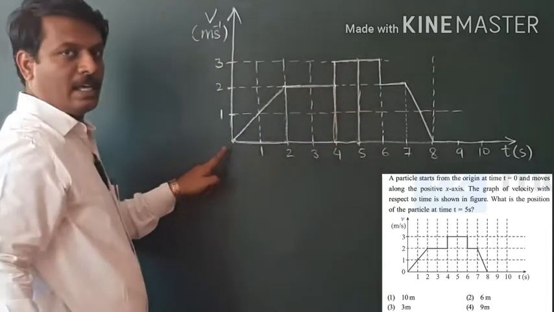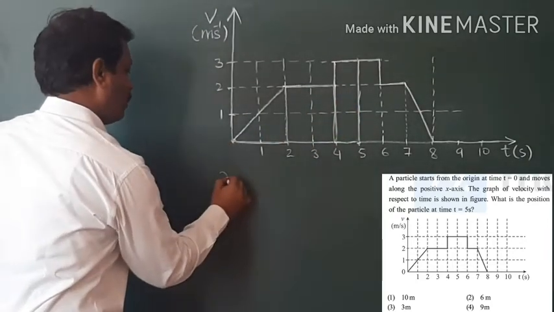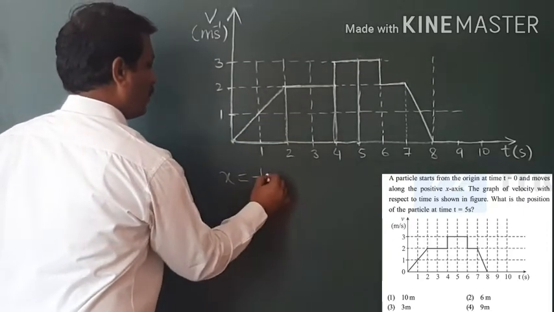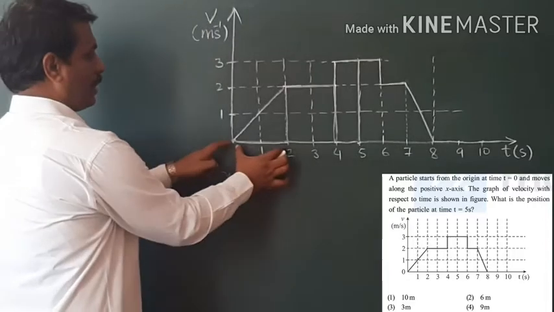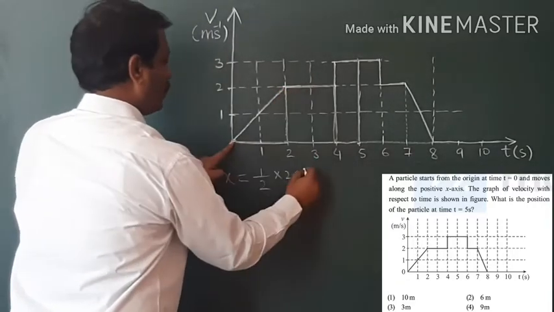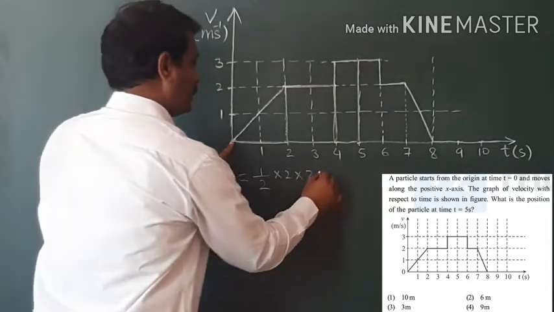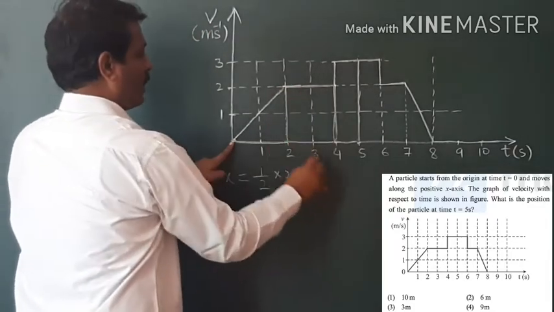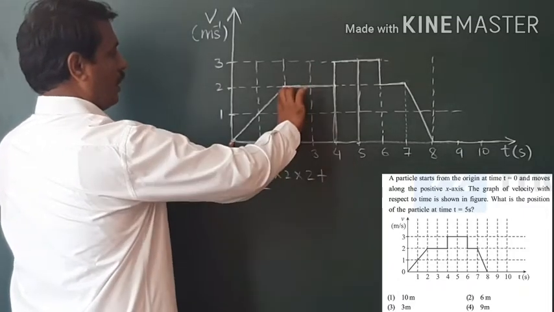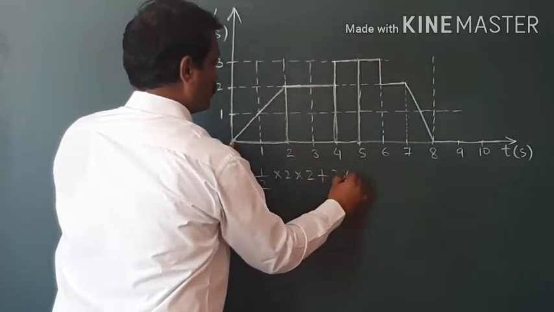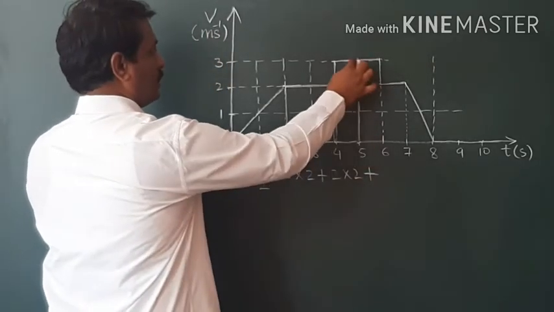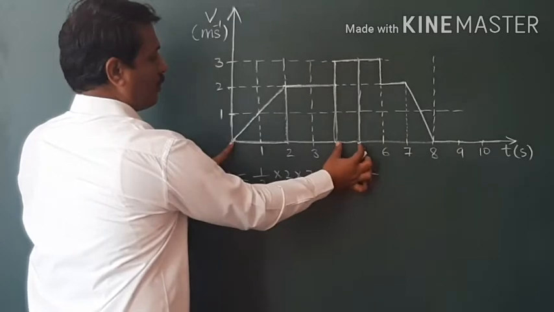the area of this rectangle. Therefore x is equal to the area of the triangle, which is given by 1/2 base into height. Base is 2, height is also 2, plus the area of this square, length into breadth. Here length is 2 and breadth is also 2. So 2 into 2, plus the area of this rectangle. We have to take only up to 5 seconds.